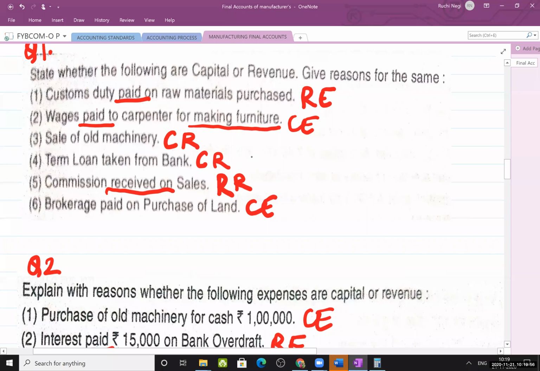Brokerage paid on purchase of land. Land is what? Fixed asset. Purchase done means money went out, so it's an expenditure. Do you keep purchasing land every year, every month, every day? No. So it is non-recurring in nature, and so it is a capital expenditure. When you pay brokerage on purchase of land, it adds to the cost of the land. It increases the cost price of the land. Anything that increases the cost price of an asset is capital expenditure in nature.